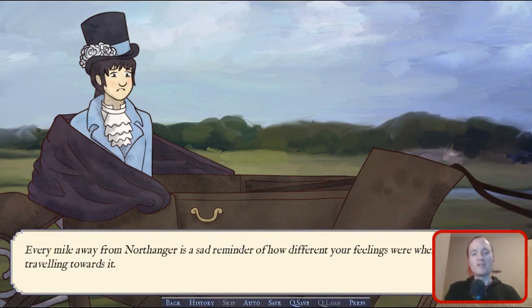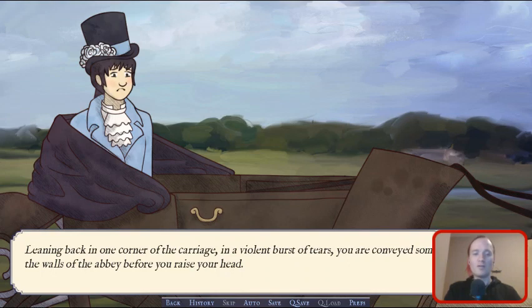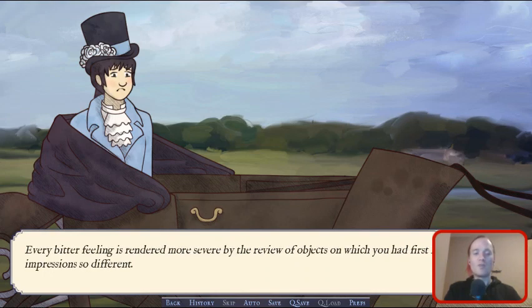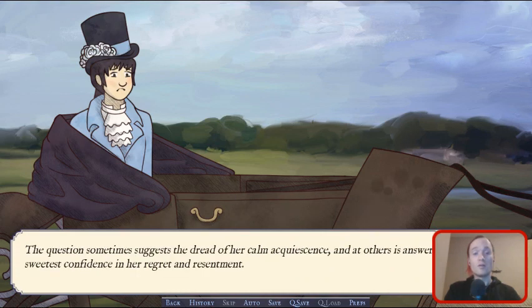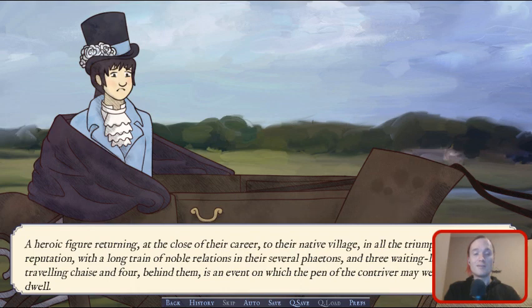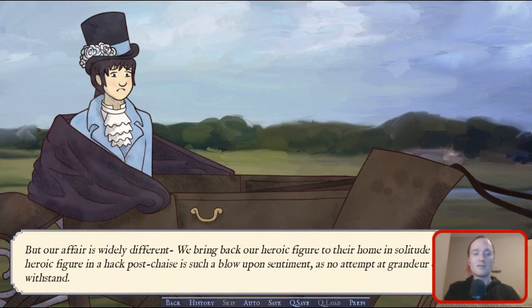"Every mile from Northanger is a sad reminder of how different your feelings were when you were traveling towards it. Leaning back in one corner of the carriage, in a violent burst of tears, you're conveyed some miles beyond the walls of the Abbey before you raise your head. Every bitter feeling is rendered more severe by the subject of objects on which you had first looked under impressions so different. You cannot but wonder how Helen will feel when she returns to Northanger and hears that you are gone? The question sometimes is answered by the sweetest confidence in her regret and resentment." I think that's just the end.